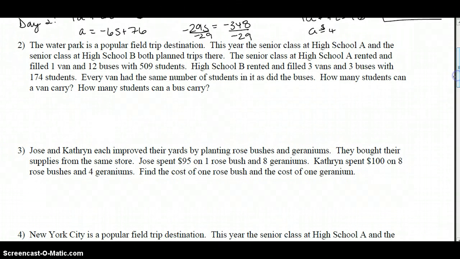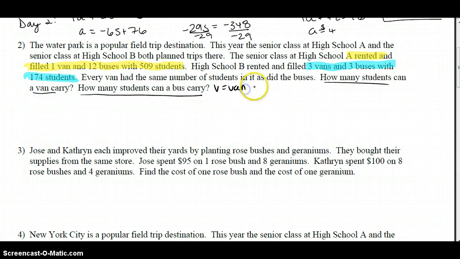Okay. All right, let's take a look at number 2. So once again, let's highlight important information. So high school A rented and filled 1 van and 12 buses with 509 students. And high school B filled 3 vans and 3 buses with 174 students. How many students can a van carry and how many students can a bus carry? Let's identify our variables. So V is going to stand for van for me, and B is going to stand for buses.